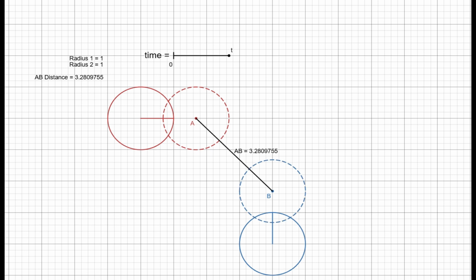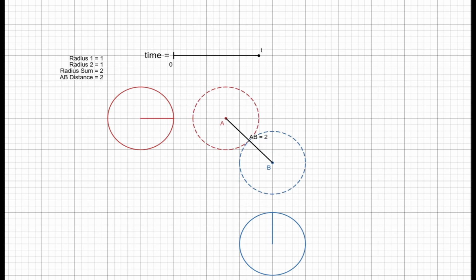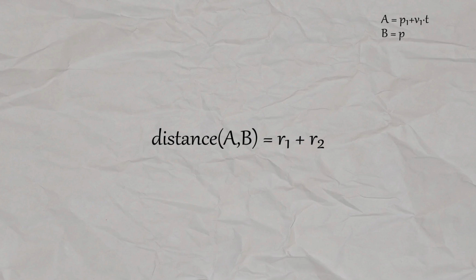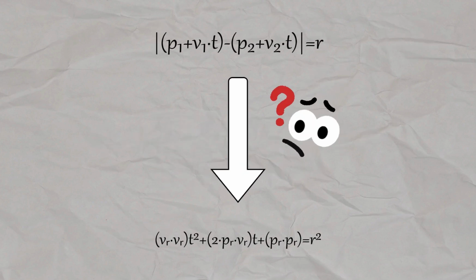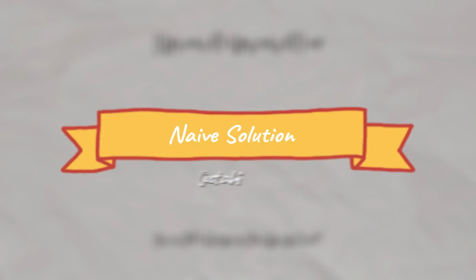Radius 1, radius 2, radius sum. Collision when the radius sum equals the distance. Distance between point A and point B equals the sum of radii. Expand. Solve for t. How? Not telling you that. Naive solution. Expand the magnitude. You do the rest.